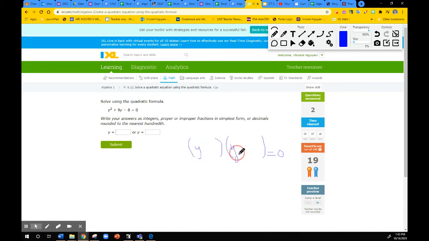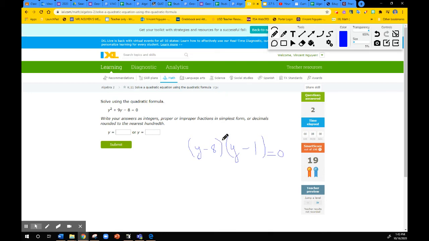Oops, sorry, by the bell. y and y give you y squared, and then -8 times -1 gives you positive. So it's going to be, oh, it's a +9. Oh, wait. Oh, you cannot factor this one. Oh, so using the quadratic formula is good.